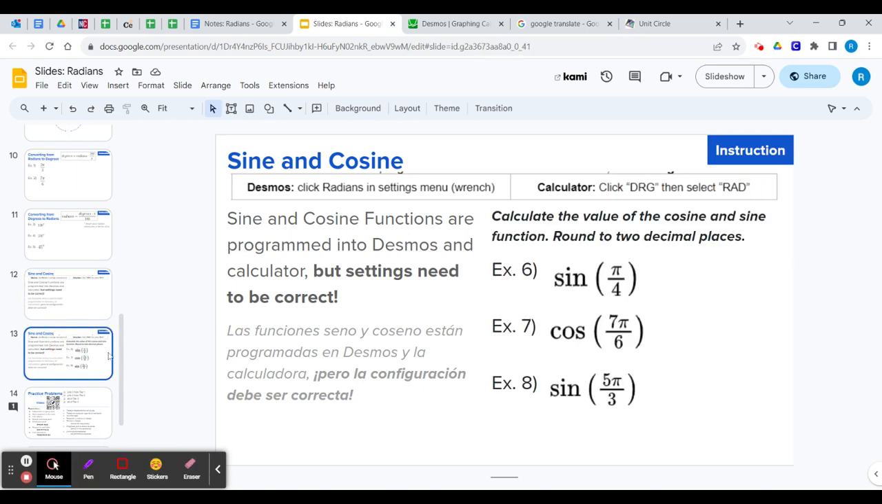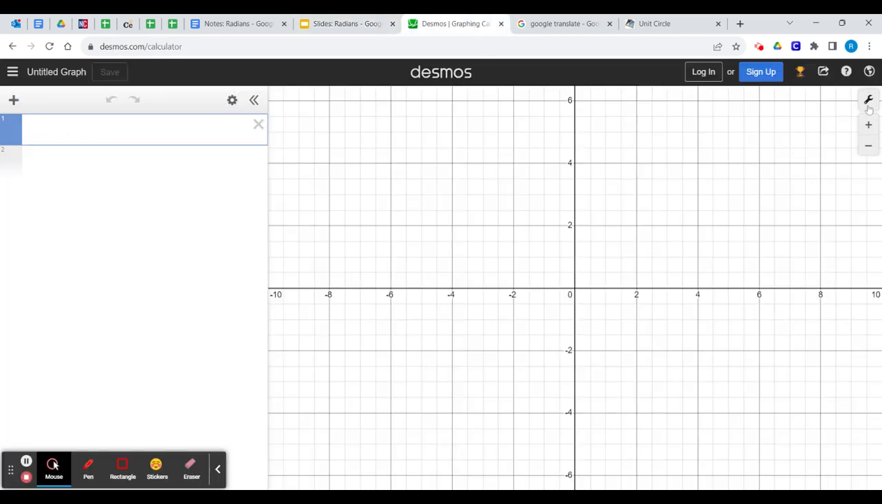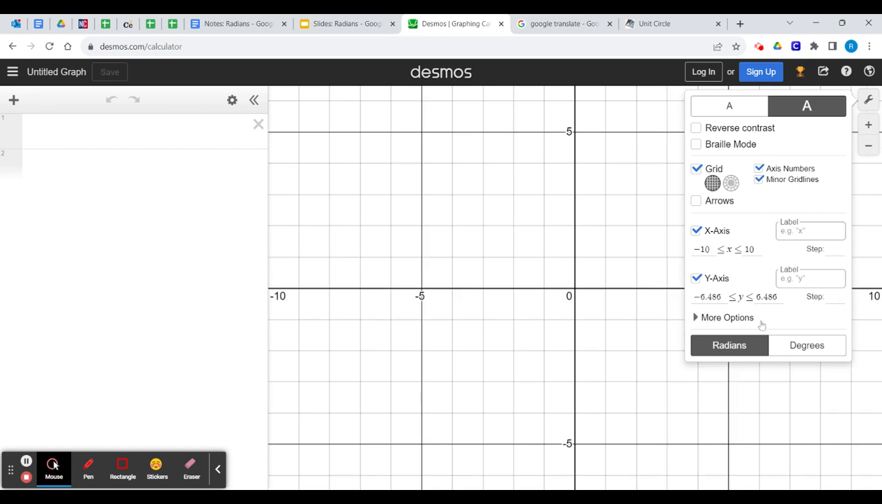So let's see what we're talking about here. We're going to calculate sine of pi over 4, cosine of 7 pi over 6, and sine of 5 pi over 3. If I go into my Desmos here, notice how it defaults to radians. Sometimes it might default to degrees though, so always check it out. But we can toggle between these two things to get an answer.